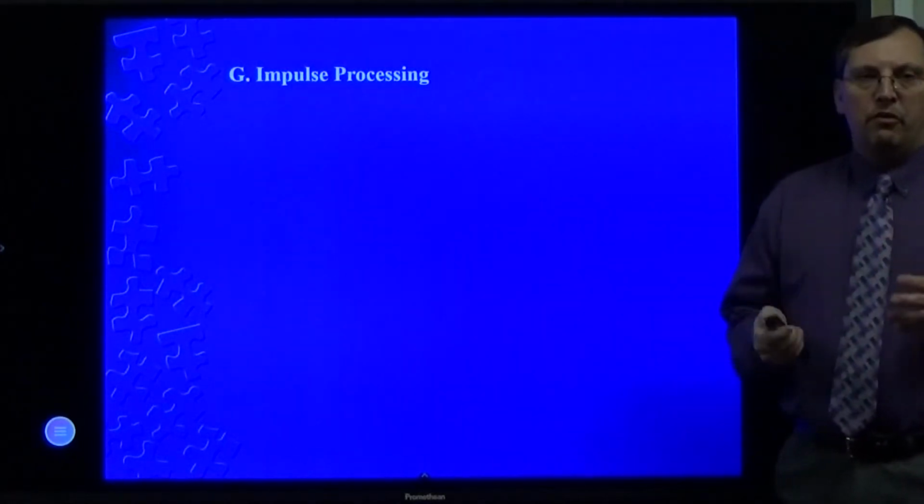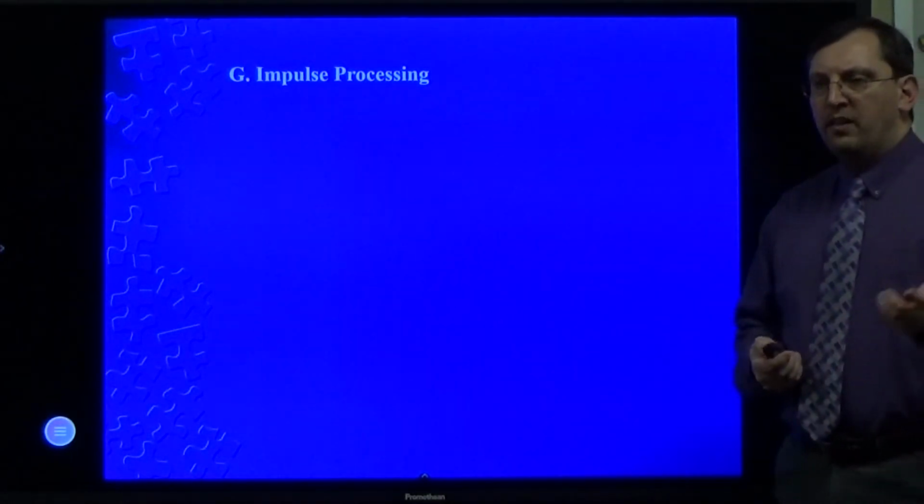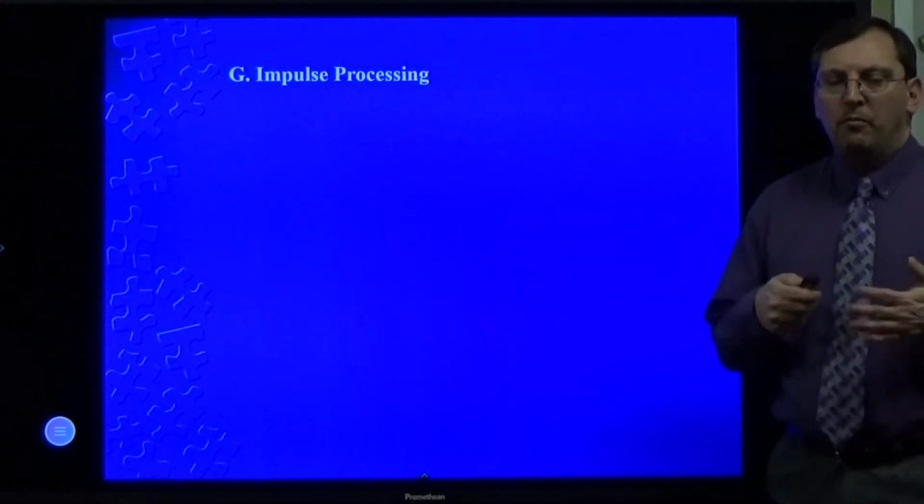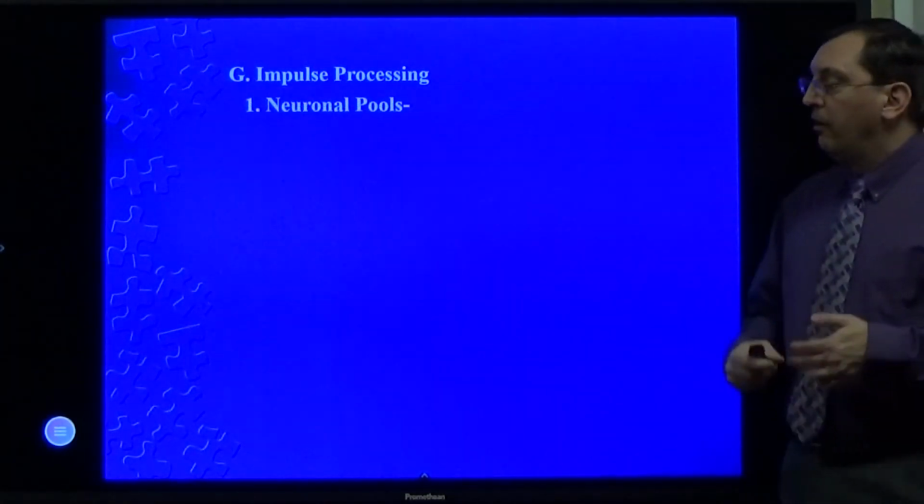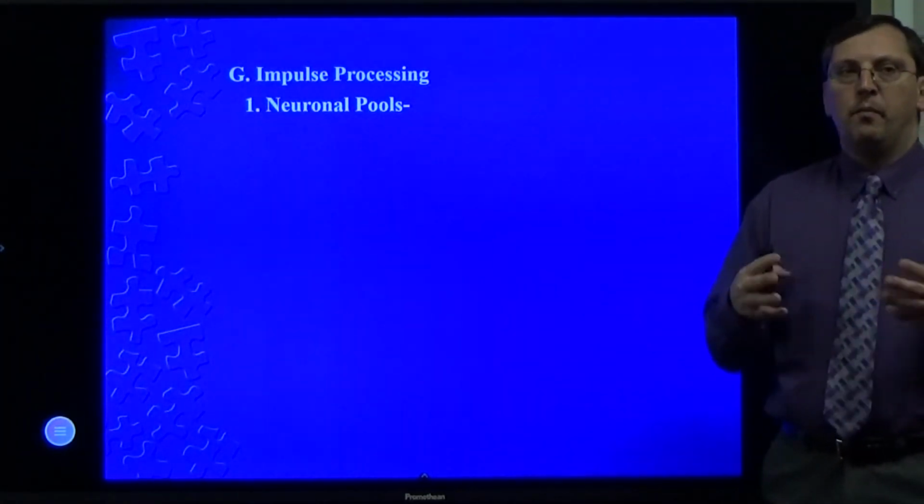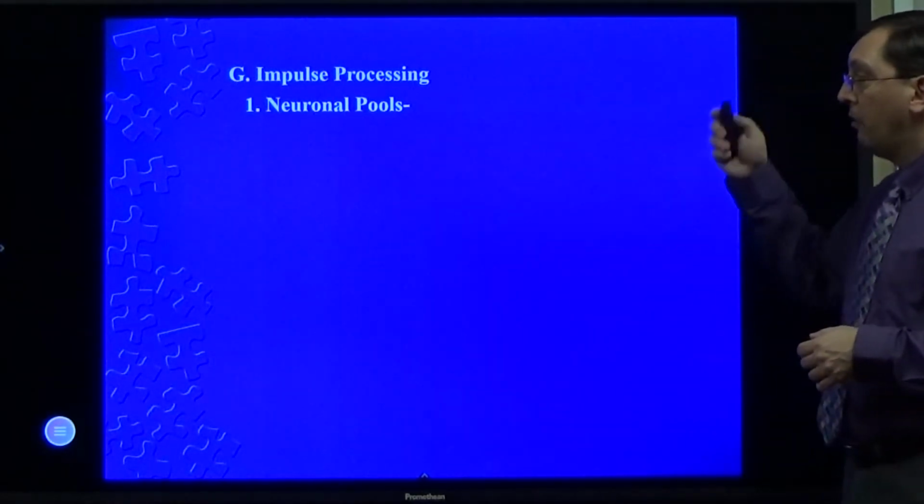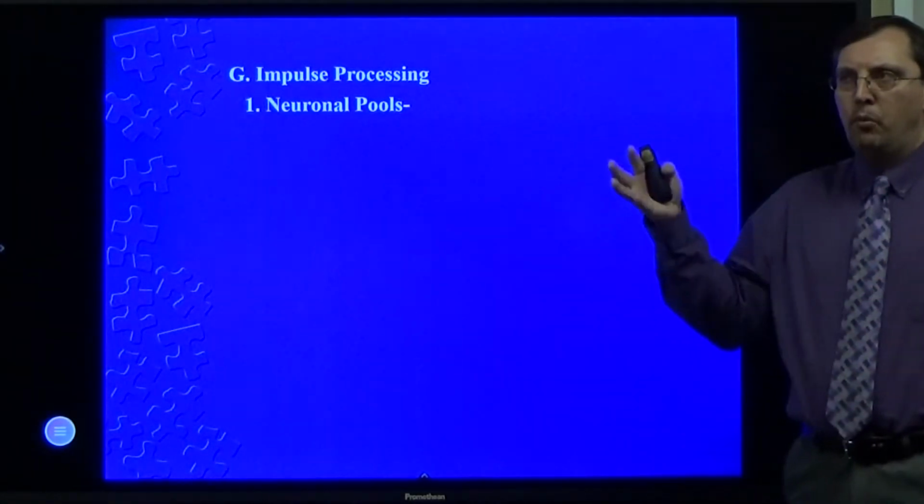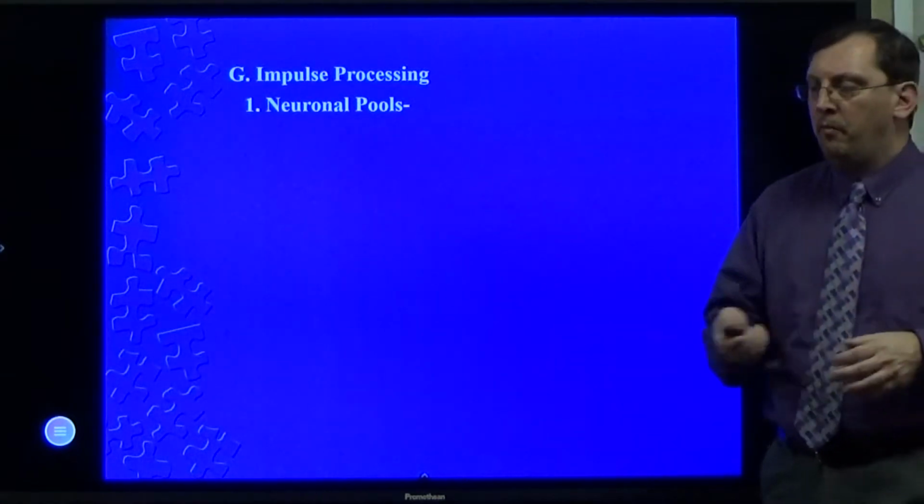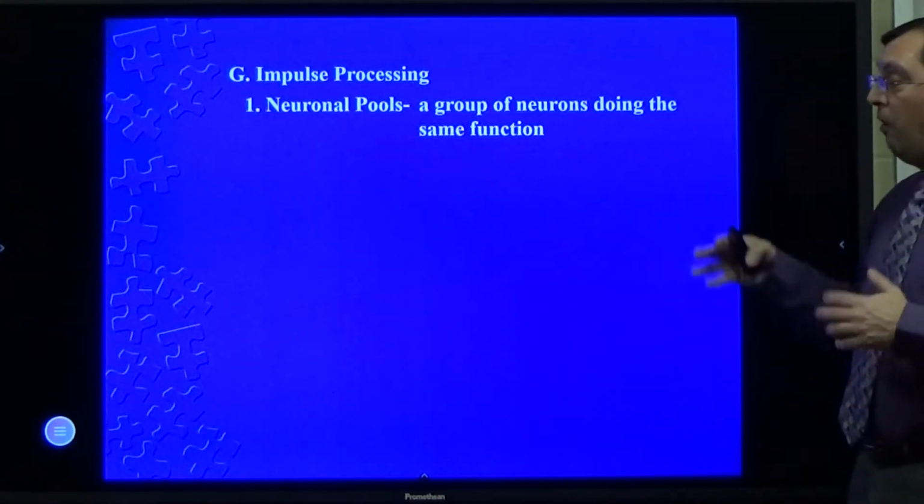So how is all that information that we're getting through the neurons, that are transmitting through the different types of neurotransmitters, how's it being processed? There's a couple ways we can process information coming from all these different neurons. One is what's called neuronal pools. As the name implies, I pool a bunch of neurons together in order to generate the information. So a group of neurons all do the same function.